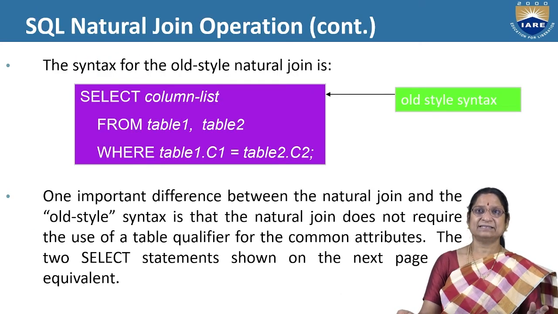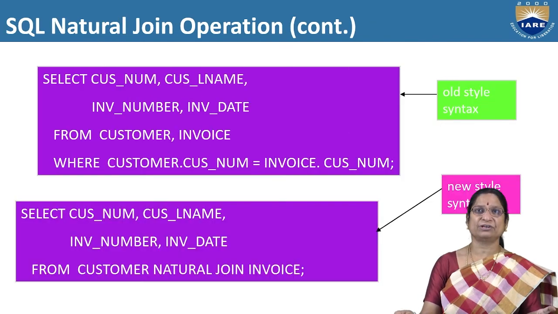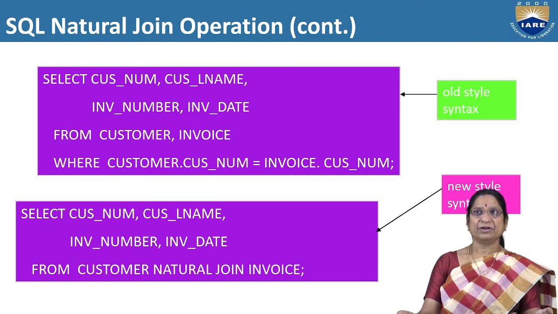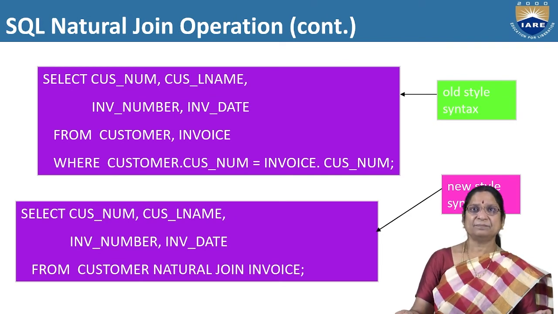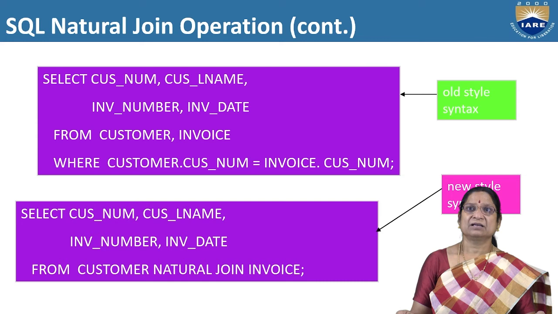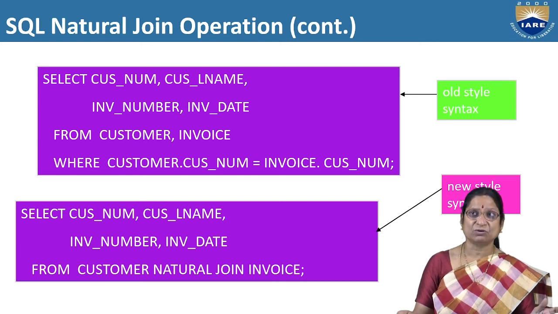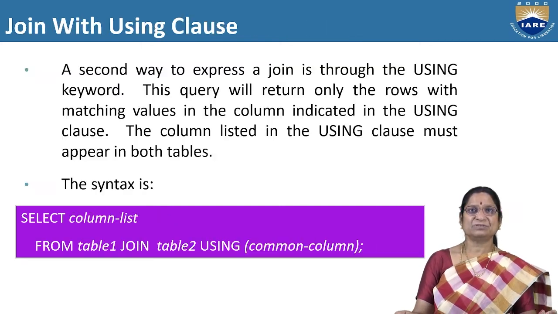Old style is like this. Select column list from table 1, table 2, where table 1.C1 is equal to table 2.C2. Old style. New style, just use the natural join word. So now an example: customer number is compared in the old style. In the new style, from customer natural join invoice, without using any where clause at all. So common attributes are common. Automatically it will be selected.